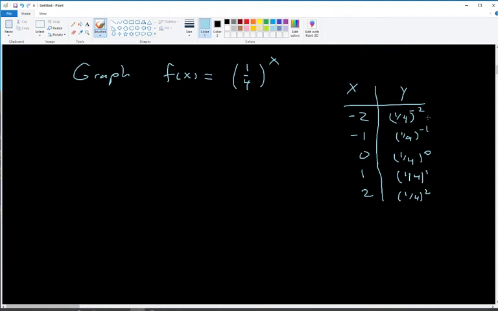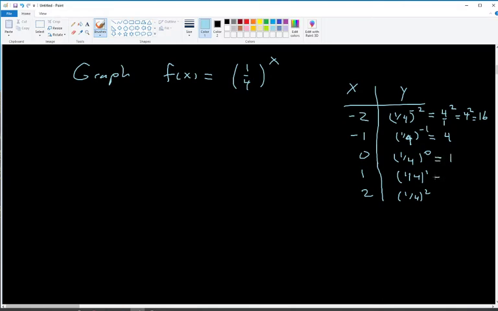So when we want 1/4 to the -2 power, when you raise a fraction to the -2 power, the fraction flips over. So we're going to get 4/1 to the +2 power, which is going to be 4 squared, which is 16. So 1/4 to the -1 power will be just 4. It would be 4/1 because the fraction flips.